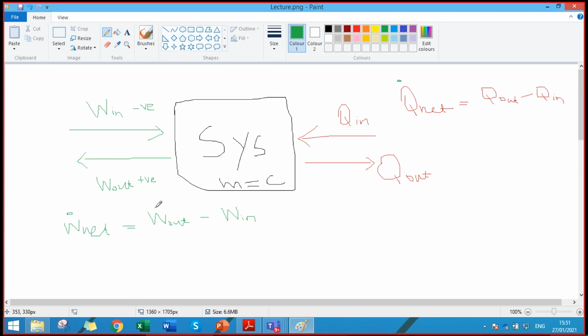Excuse me sir, then the net heat Q net will be Q in minus Q out, right? Yes, it would be Q in minus Q out. Clear.